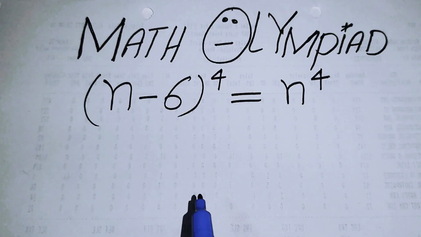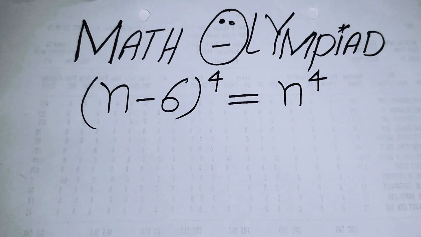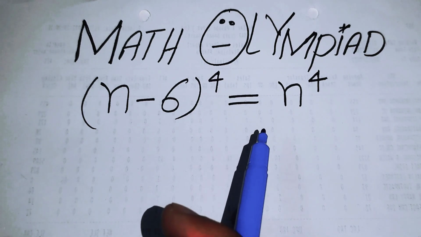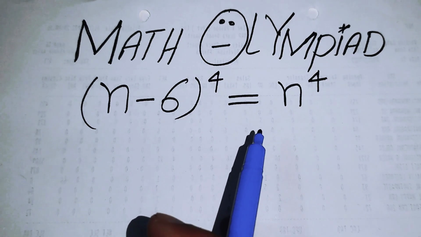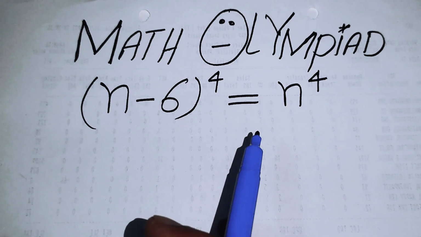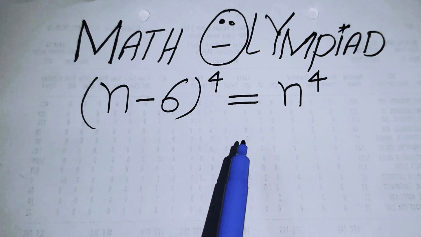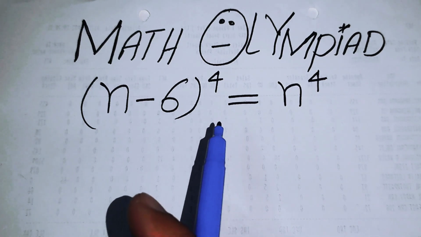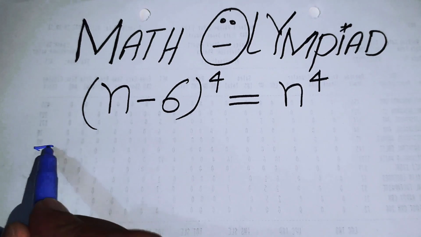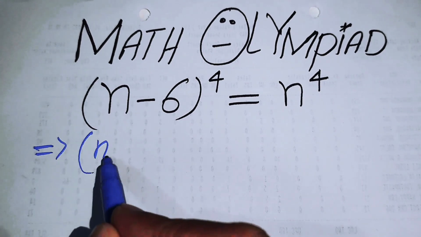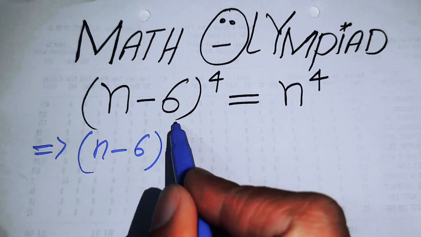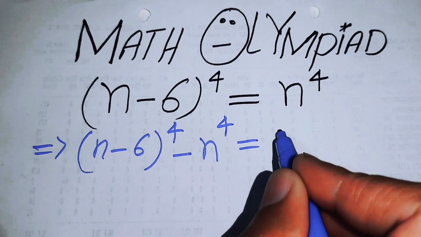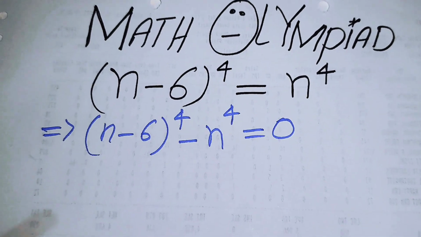In this video we are going to solve this nice algebra problem, and here we have (n minus 6) to the power 4 equals n to the power 4, and we will solve this problem for the values of n. So the very first thing we are going to do is move this n to the power 4 to the left hand side, and we will write it as (n minus 6) to the power 4 minus n to the power 4 equals 0.